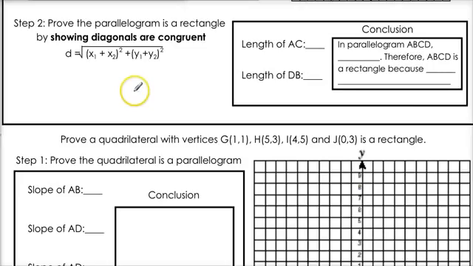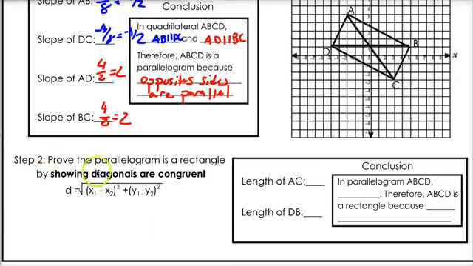Now we're going to show that it's a rectangle by showing that the diagonals are congruent. Remember, we know that if the diagonals are congruent, then it is a rectangle. That's from 7.3. Alright, but how are we going to show the diagonals are congruent? Well, we're going to use our friend called the distance formula. So we're going to find the distance from A to C, and then we're going to find the distance from D to B. And if those distances are the same, that means that their lengths are the same, so they must be congruent.